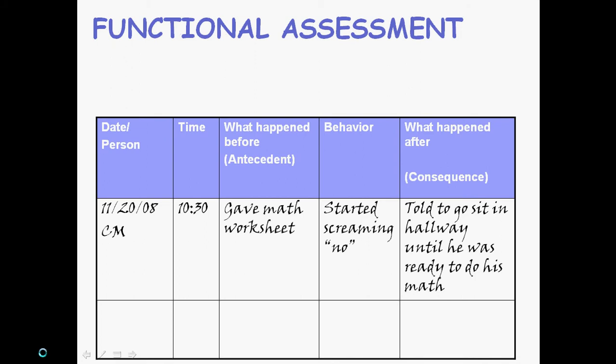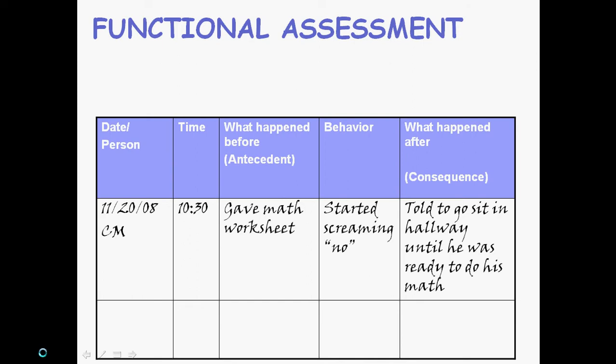Now remember when we talked about extinction, we talked about identifying the function of a behavior. This is when you try to figure out why a behavior is happening. In order to do this, we often conduct a functional assessment. This helps us in identifying our antecedents, behaviors, and consequences that lead us to the function of the behavior.